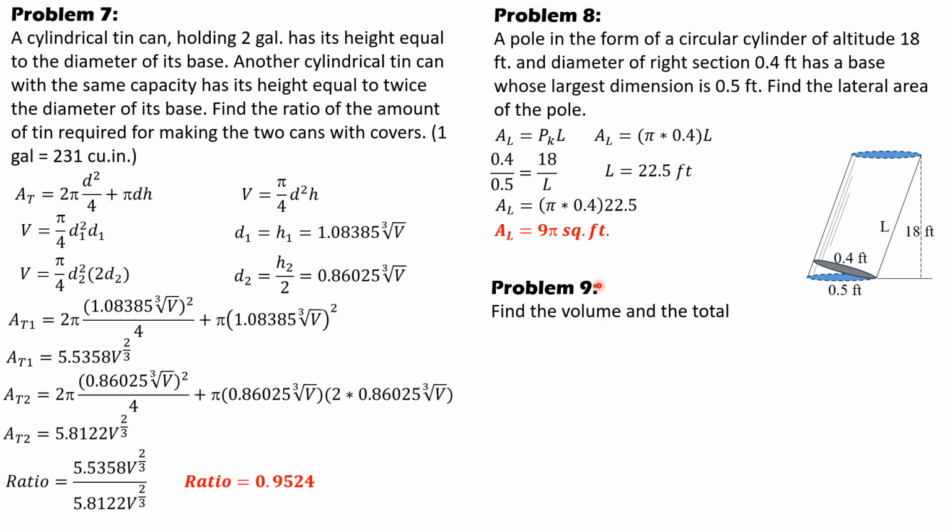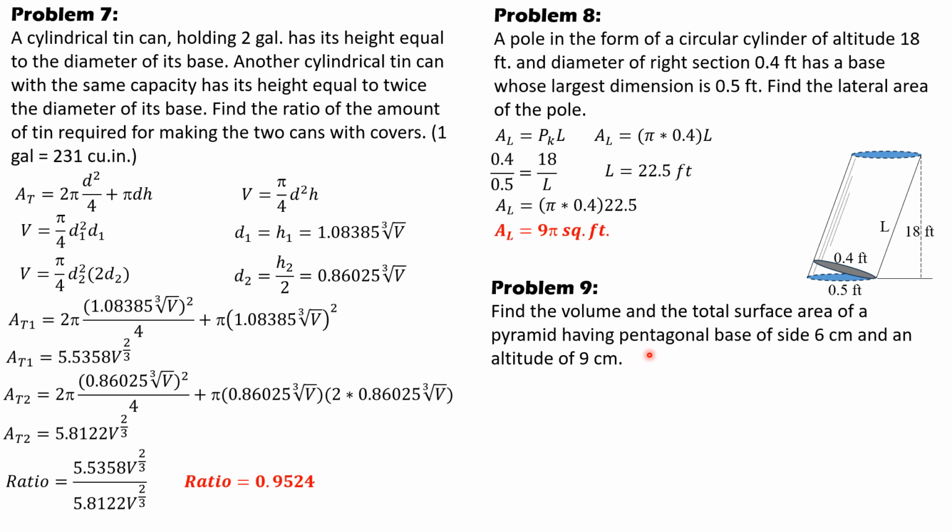Then next problem, find the volume and the total surface area of a pyramid having a pentagonal base of side 6 cm and an altitude of 9 centimeters. The volume of a pyramid is 1/3 the area of the pentagon times the altitude, which is 9.